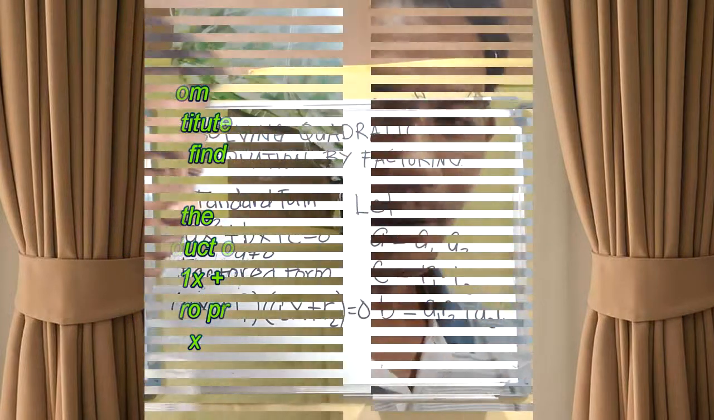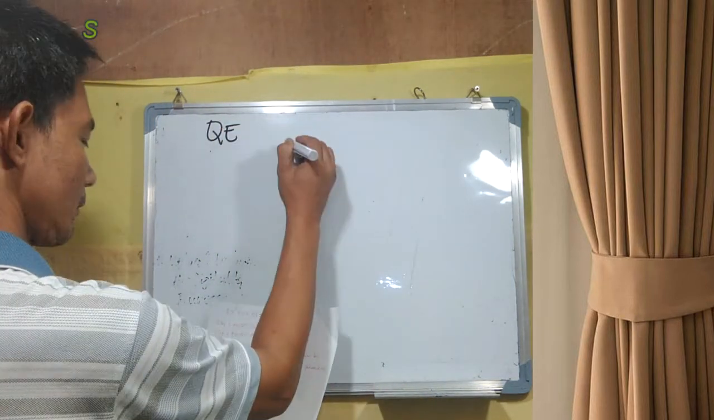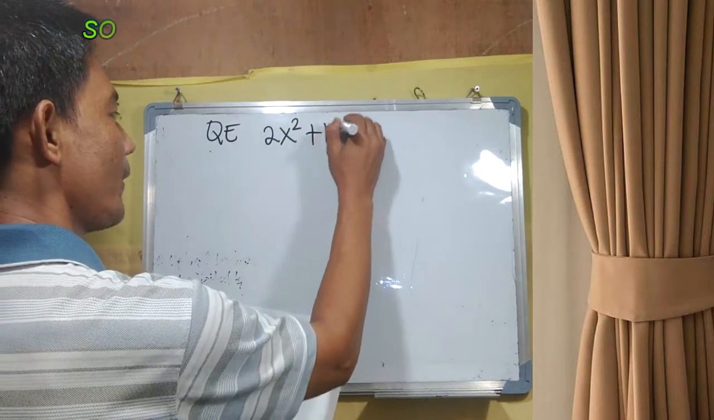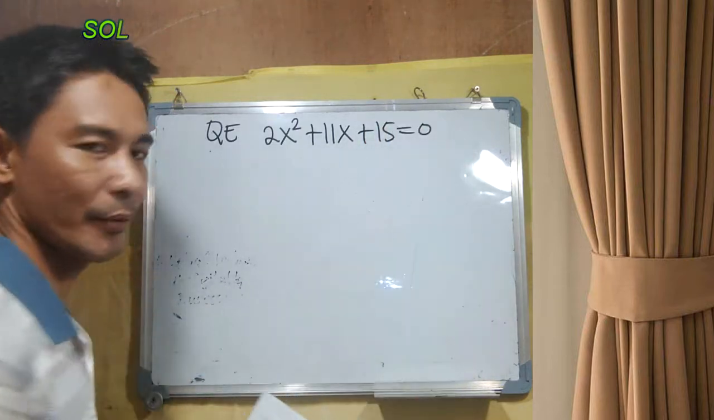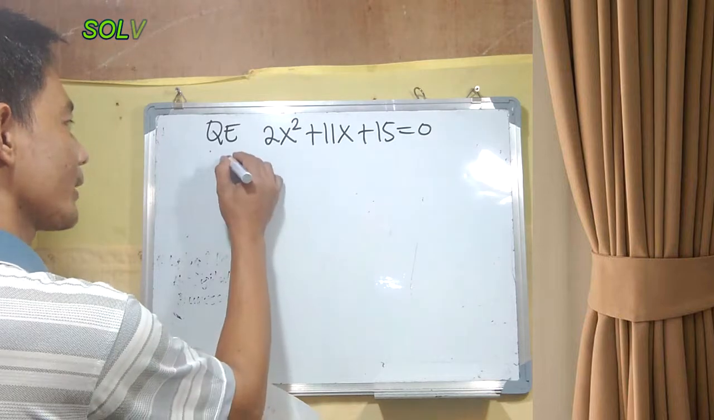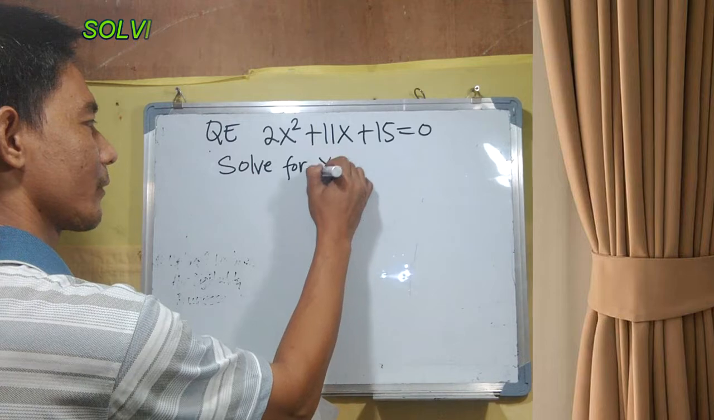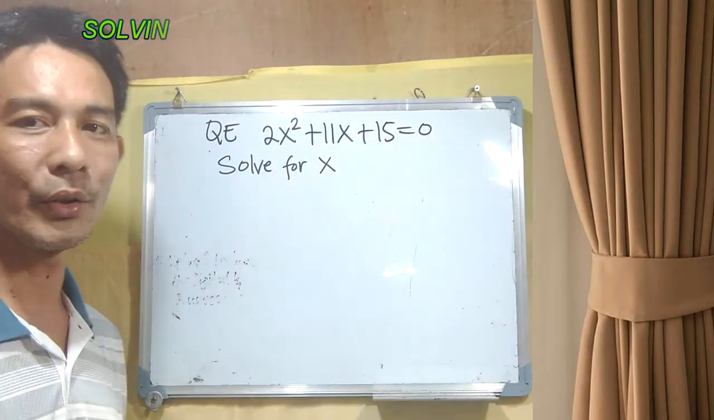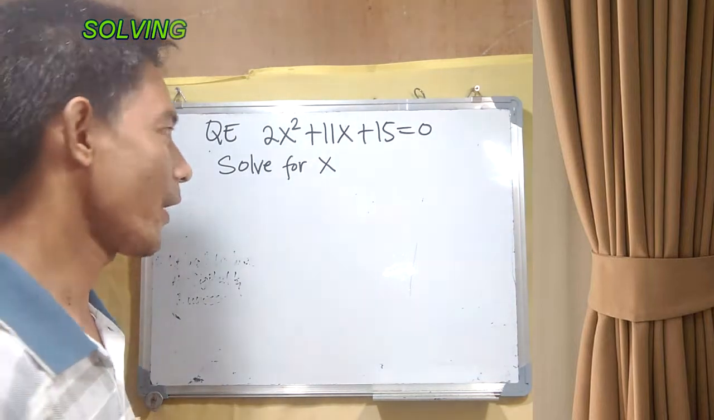Okay, let's begin with this example. For example, our quadratic equation is 2x squared plus 11x plus 15 equals 0. Then we are asked to solve for x. So we are going to find the value of x. And the method that we are going to use is factoring.